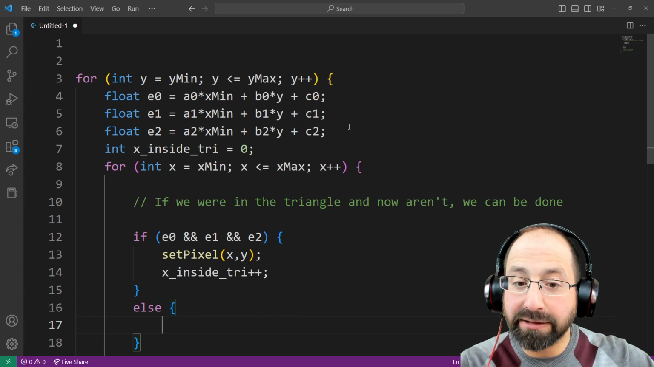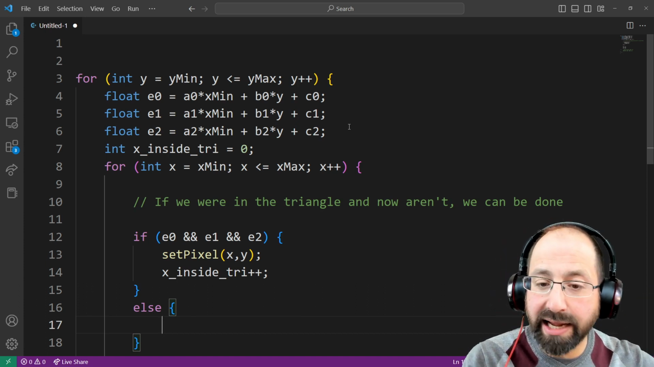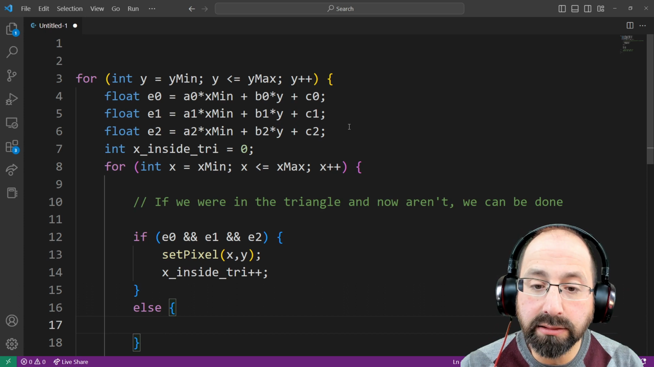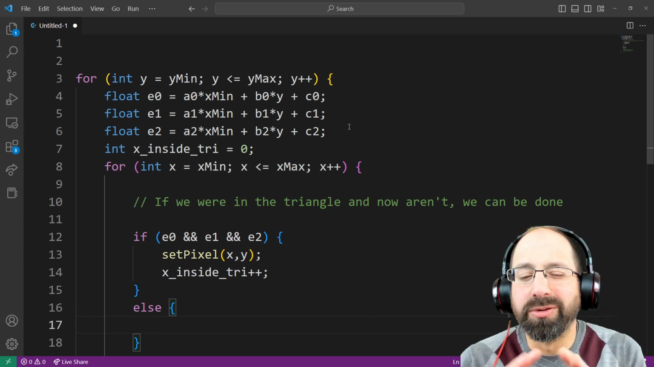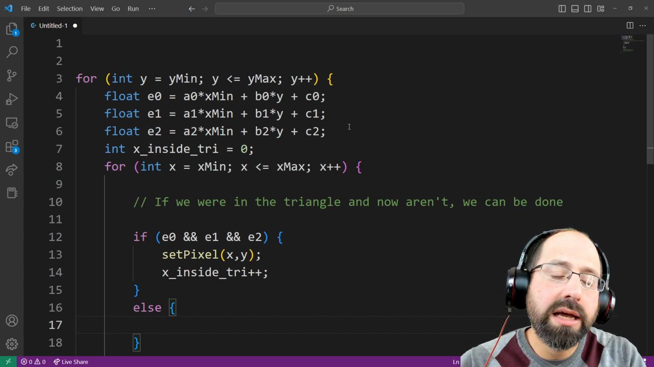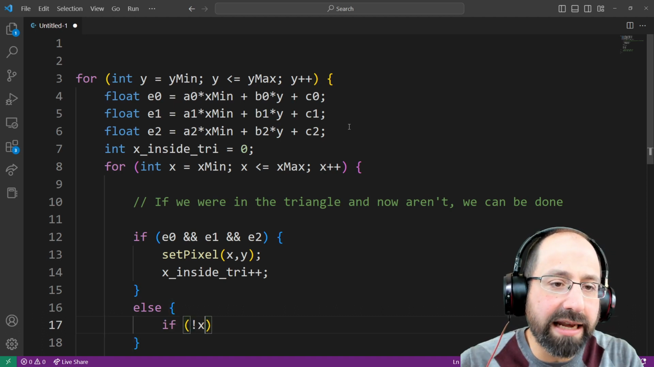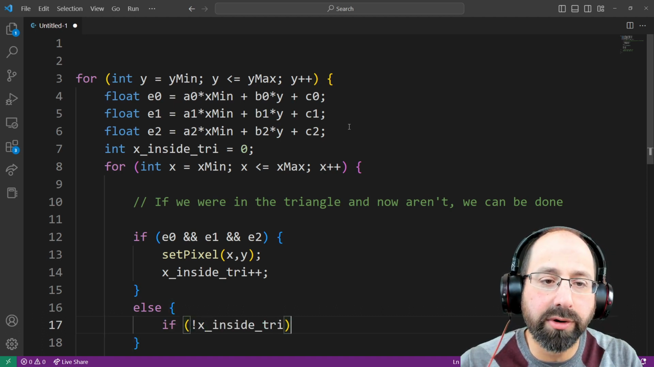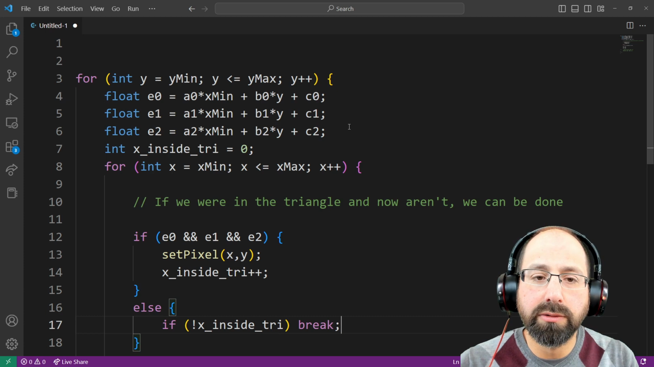But we were outside. At some point, we were inside. We are now outside again. That means we're done with the triangle, or we're done with that row in the triangle. We could write that in different ways, but if not x inside triangle, we're no longer inside the triangle. We're done.